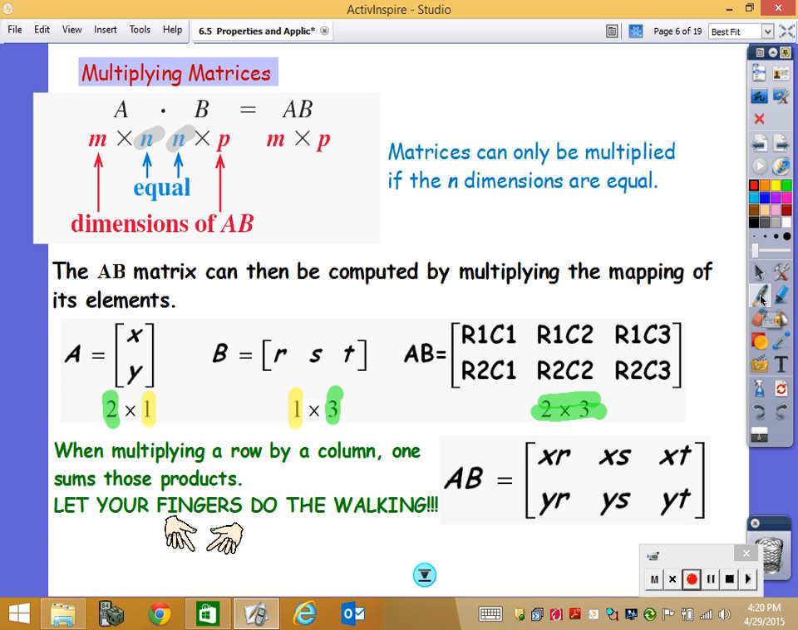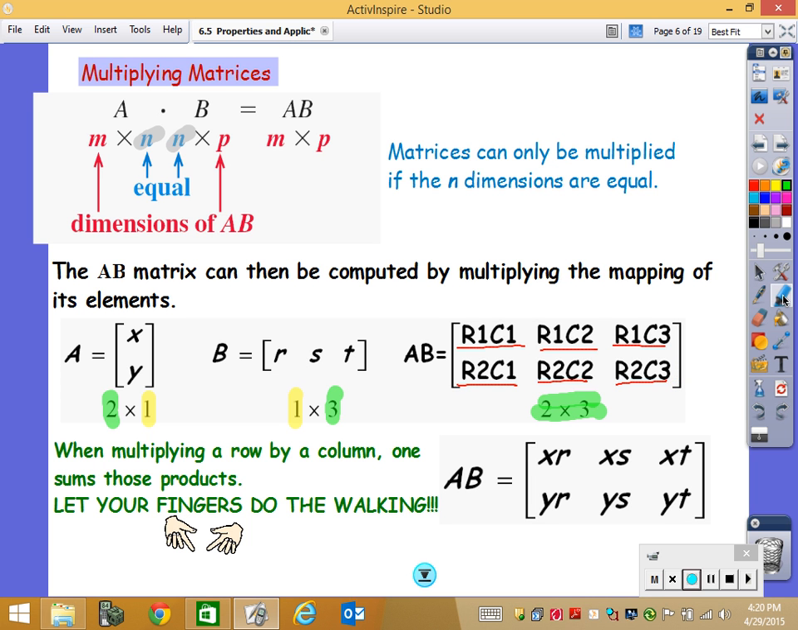So then I create 2 rows with 1, 2, 3 columns. This blank is in row 1, column 1. This blank, row 1, column 2. This blank, row 1, column 3. This one, row 2, column 1. Row 2, column 2. Row 2, column 3.